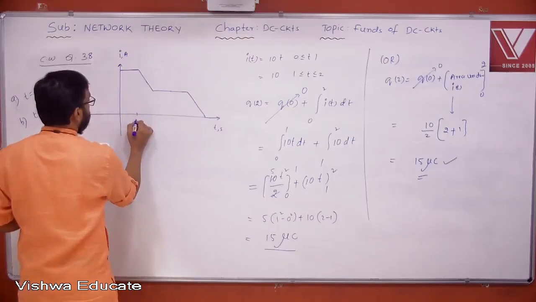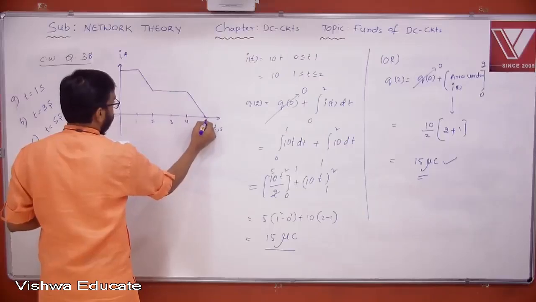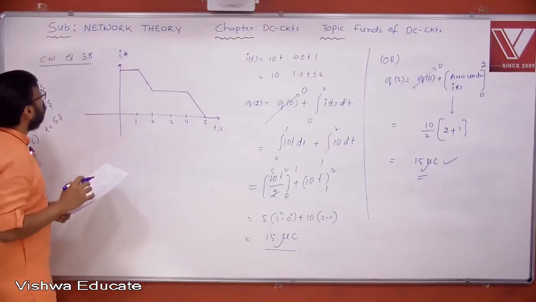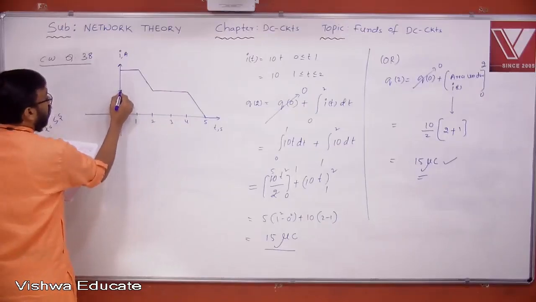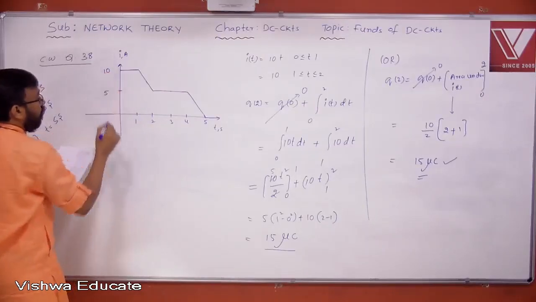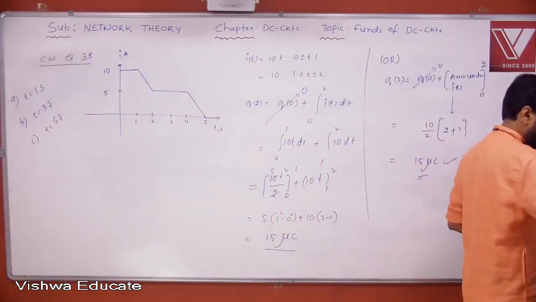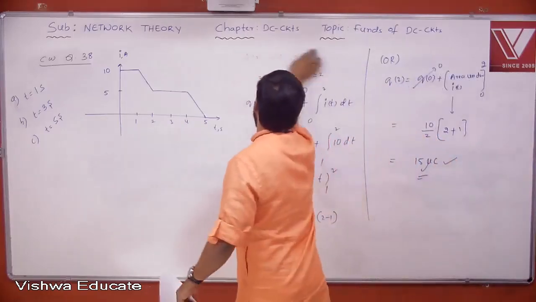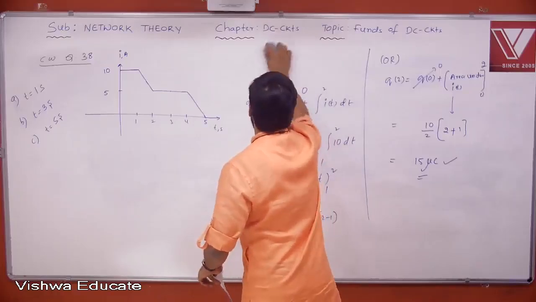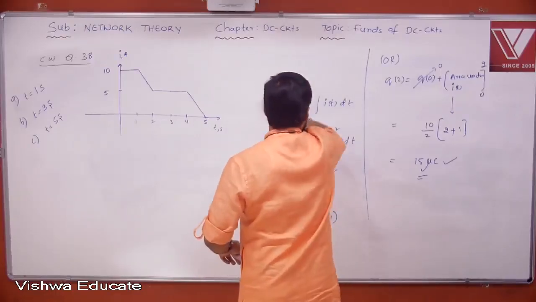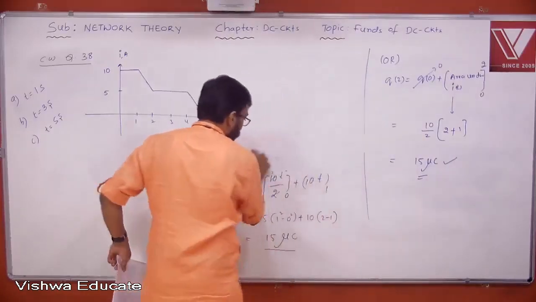Okay, so this is 1, 2, 3, 4, and 5. All of you have this problem in the 38 problem classroom workbook. Please refer to that figure. And 5, this is 10. Okay. So I think all of you understand that question.